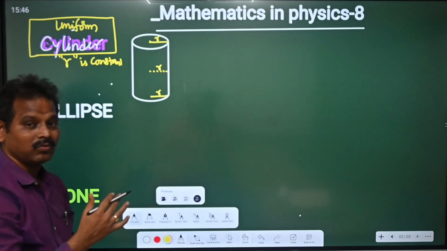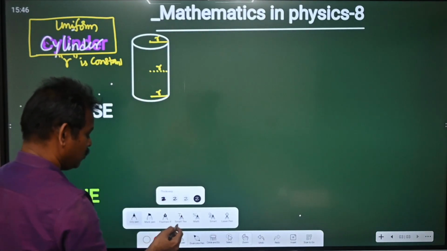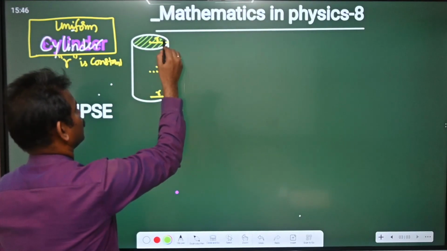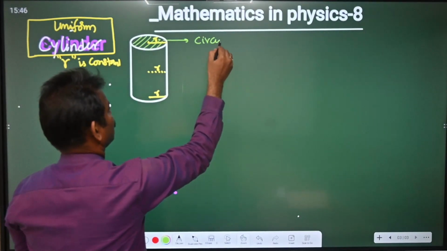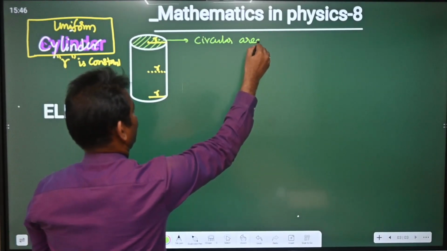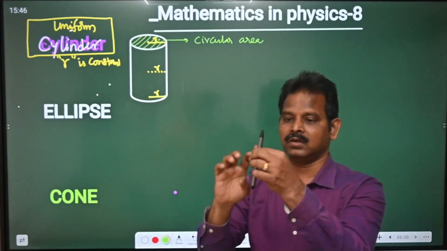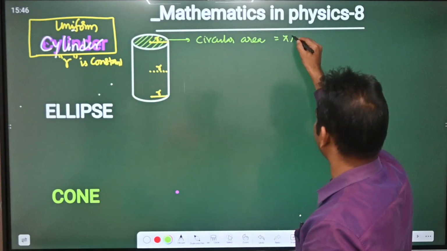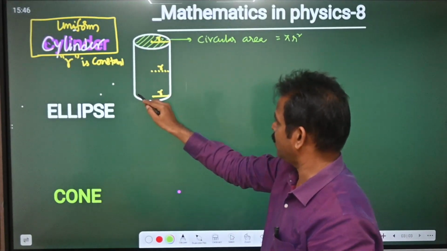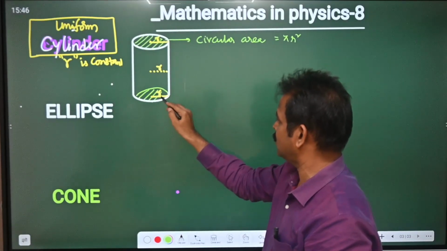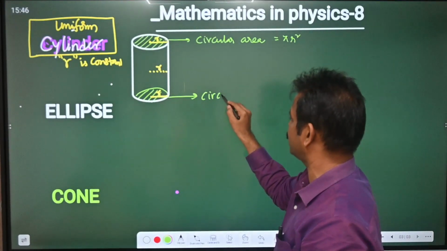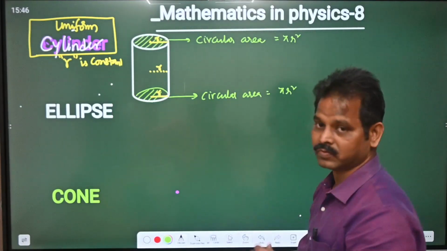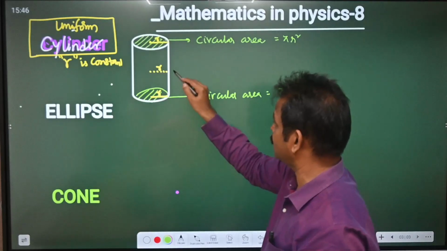But for area, we have three different areas, students, here. What are those three different areas? We will check. The first one is a circular area. For a cylinder, the top surface is a circle and the circular area is given by pi R square. Similarly, at the bottom we have one more circle, and its circular area is also given by pi R square.